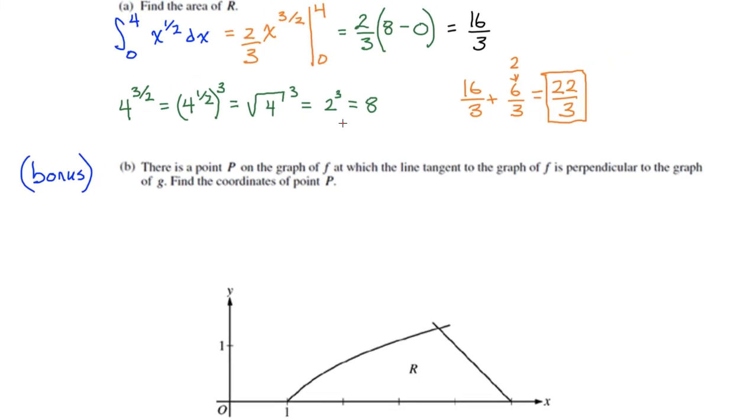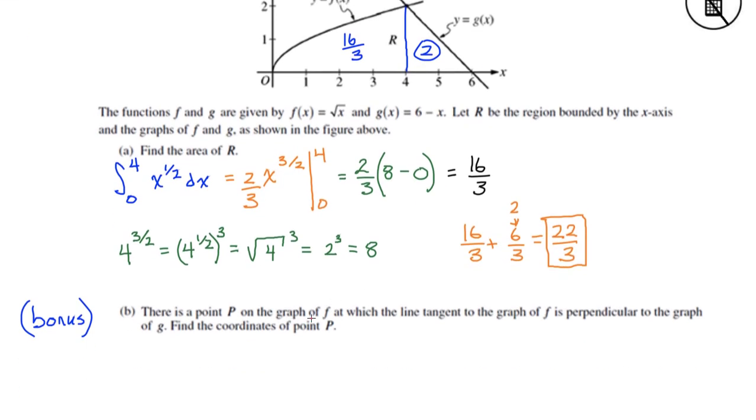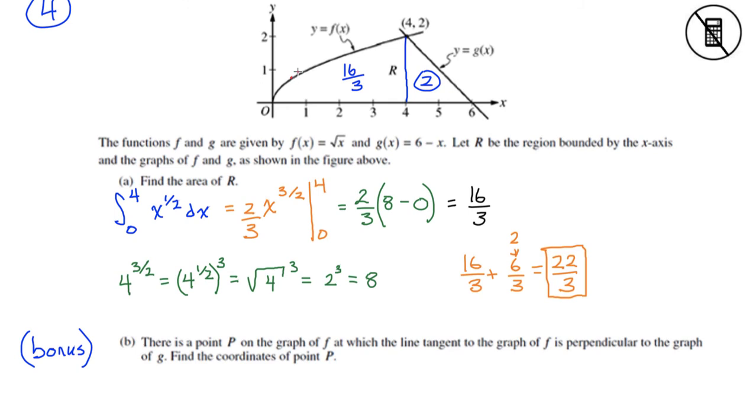So on this one, we're trying to find the point P on the graph of F at which the line tangent to the graph is perpendicular to the graph of G. Okay, so what is even going on here? We have F and G. Point P on the graph of F means somewhere on this line I'm going to have a point where the line tangent to the graph of F is perpendicular to the graph of G. So perpendicular to G means I have a 90-degree angle right here.